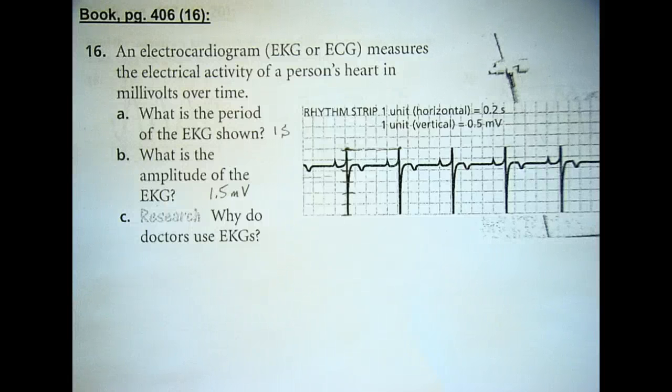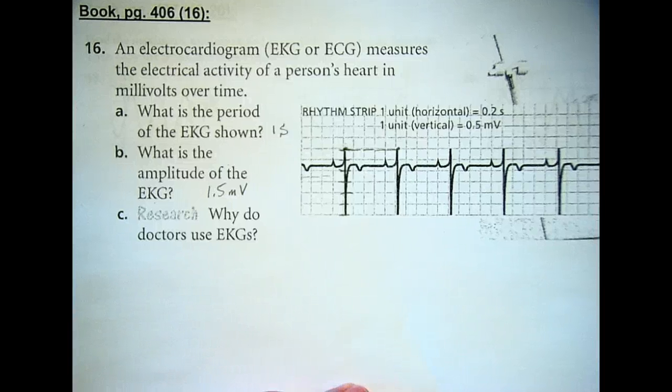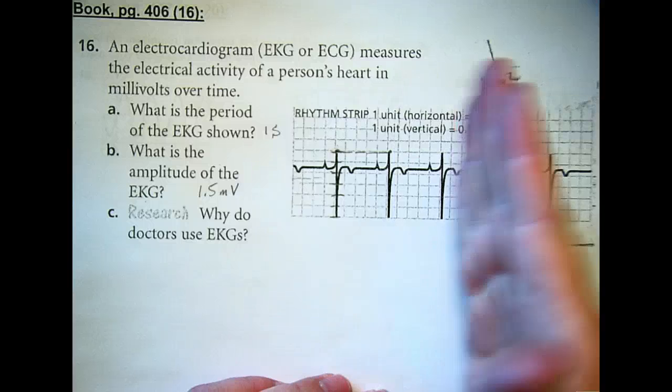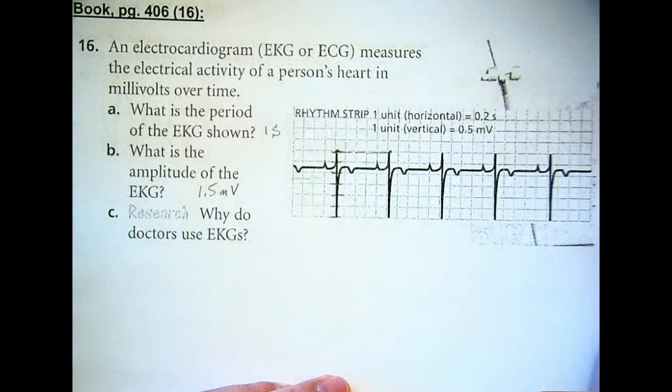EKGs measure a person's heart in millivolts. Yeah, Brooks. It measures the electrical activity in a person's heart in millivolts over time. That's very true. Why would we care? We need to see if their heart is still beating, and it's easy to look at a graph to see if it's beating normally. It's much easier to see that on a graph than it is to hold your hand over there. Okay, very good. So we can see it on a graph here.